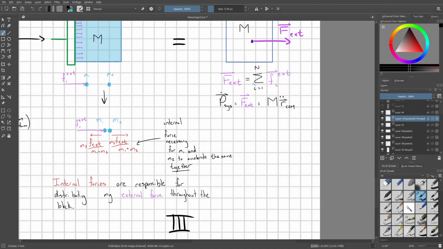and then we just use our analysis from this video to show that the rate of change of my block's momentum with respect to time, that by definition is the net external force on the block, and that's equal to the total mass of the block times the acceleration of its center of mass.